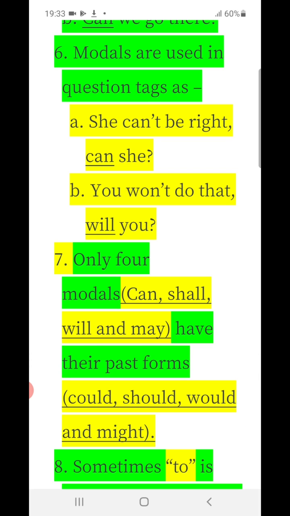Next, number 7. Only 4 modals: can, shall, will, and may have their past forms: could, should, would, and might.